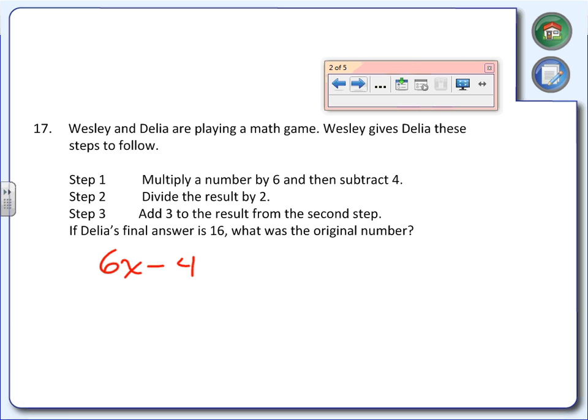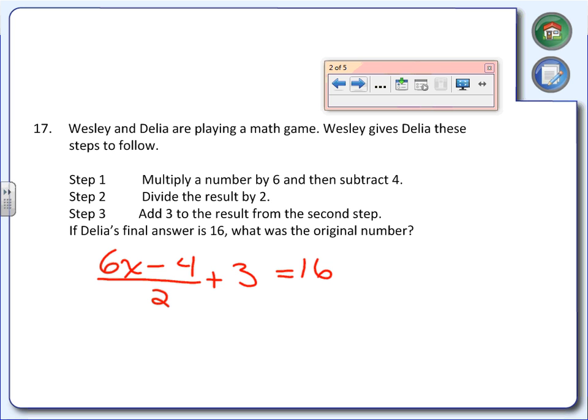Step 2 says they divided the result by 2. So they took this whole thing right here and they divided it by 2. Step 3 says they add 3 to the result from the second step. So all of this that I've written down, we're going to add 3 to it. That's step number 3. It says if the final answer is 16, what was the original number? So basically they're telling us it's equal to 16. So this is the equation that we're working with.